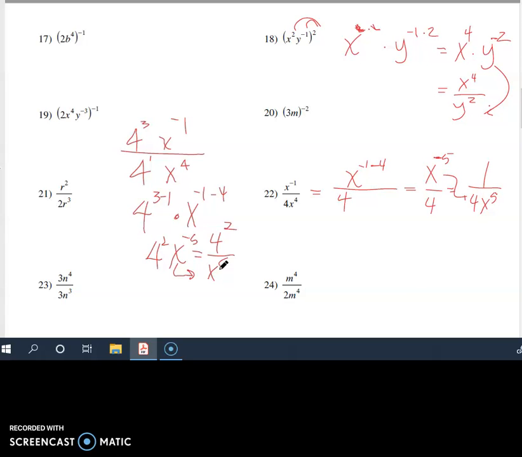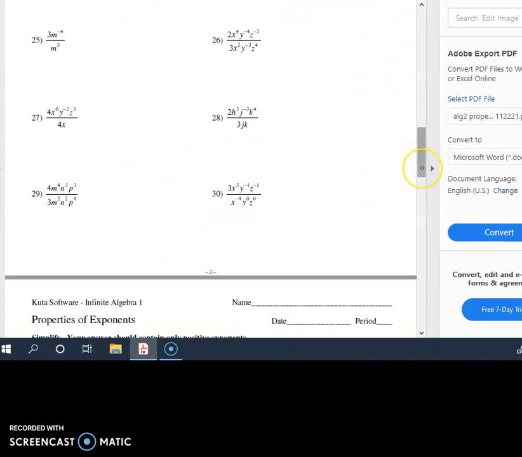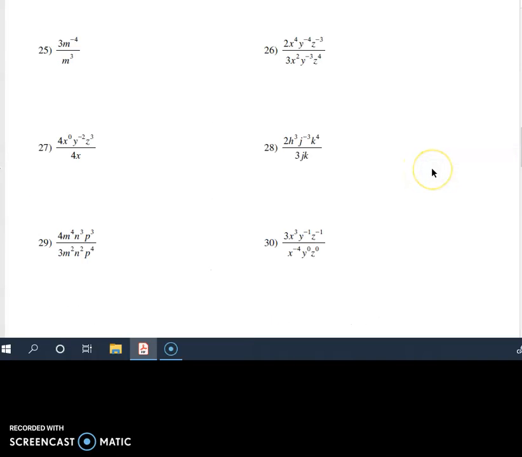So you may be asked to do, like in problem 23, for example, problems where you have a number in both the numerator and the denominator. So let's jump down to 26. In problem 26, and what I would suggest is doing 26 as well as 28 and 30, is you first look at the numerator as well as the denominator and see if you can simplify the numerator.